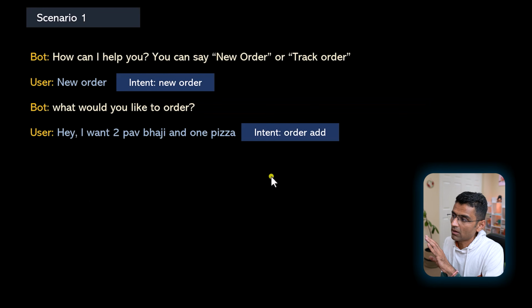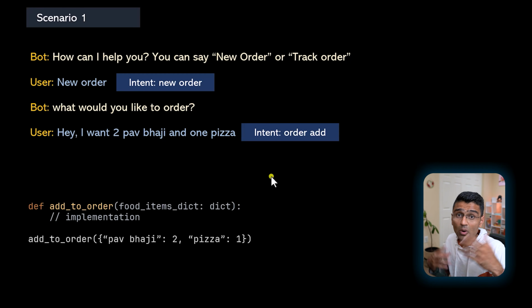So here, when you say add 2 pav bhaji and 1 pizza to the order, let's say you make this call to a backend. The Python backend gets an idea that you want to add a few items to the order. But what are those items? Here the items are pav bhaji and pizza. And the other thing it wants to know is the quantity of these items. So quantity is 2 and 1. These two things are needed so that you can call your Python function.